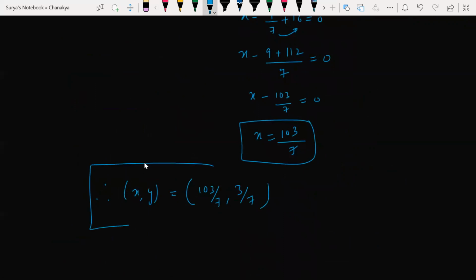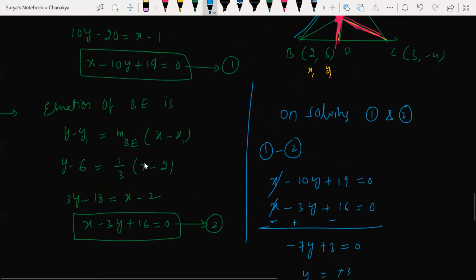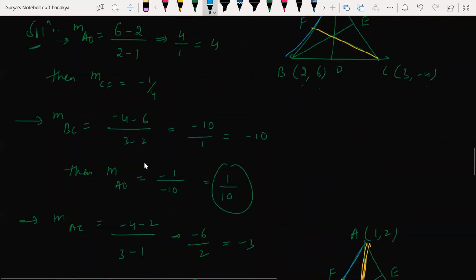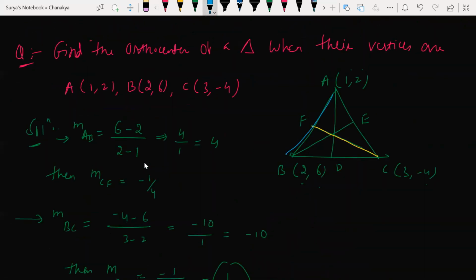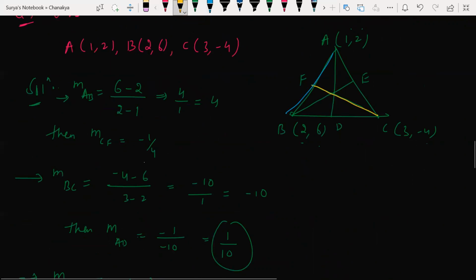This is how you find out the orthocenter of a triangle. Any doubts? No, sir. Clear? Yes, sir. So first of all, you need to find any two equations. For that, we need the slope of any two perpendiculars.